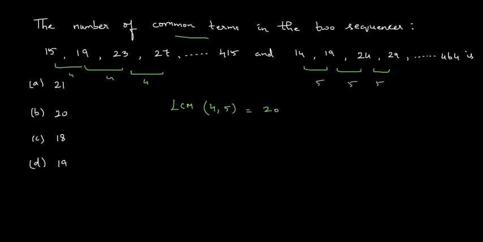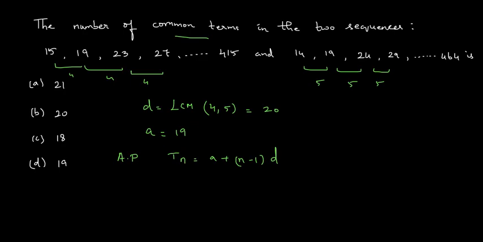So now let us take the common difference d equal to 20 and let the first term be 19, as it is a. And there can't be any common term greater than 415, because the first sequence ends with 415 but the second sequence continues until 464. So let us take the formula of arithmetic progression for finding the term. So Tn is equal to a plus n minus 1 into d.